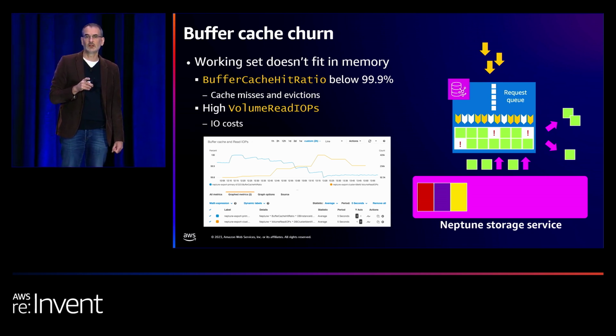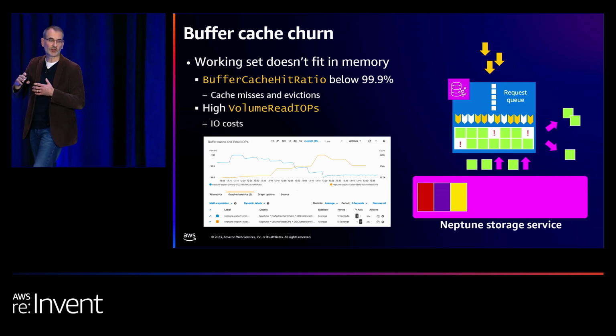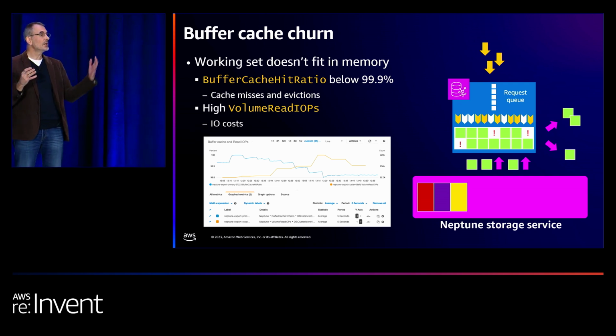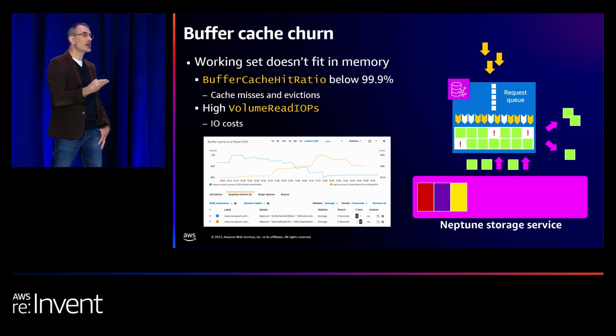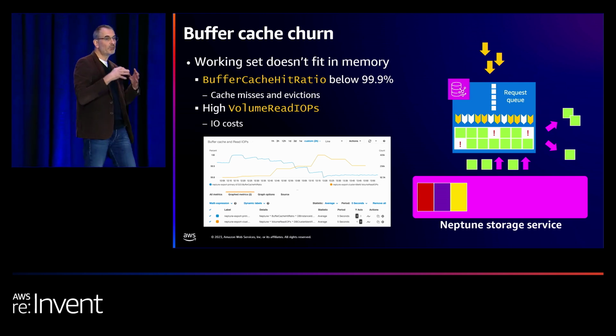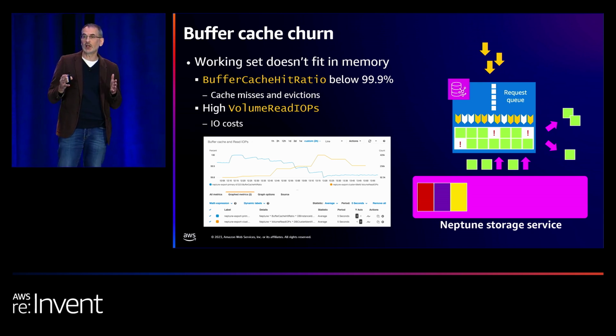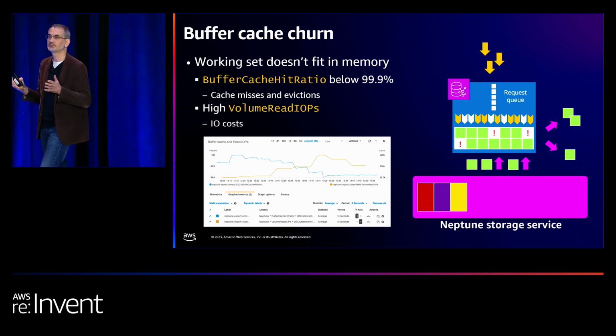Okay. And you can see that happening. You'll see the buffer cache hit ratio going down. And if it's frequently going below 99.9%, then your buffer cache is probably smaller than your working set.